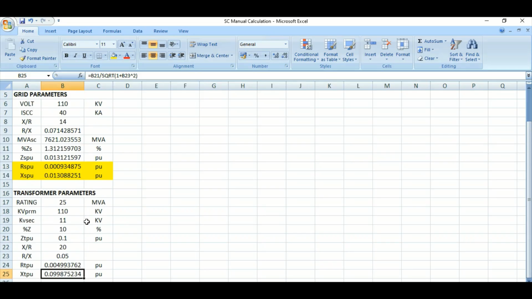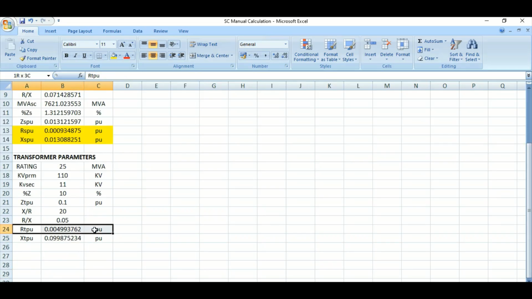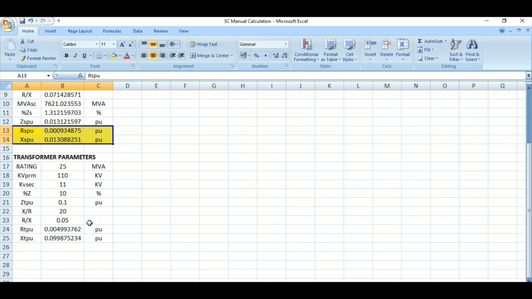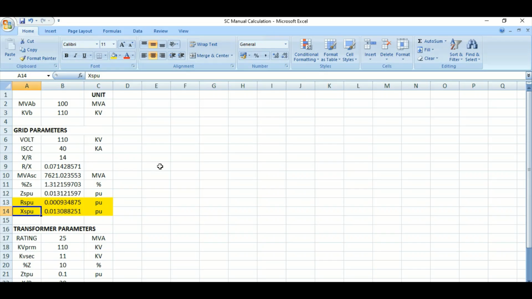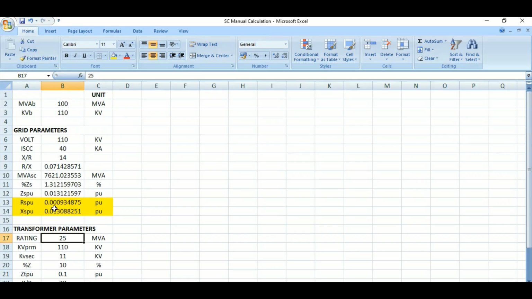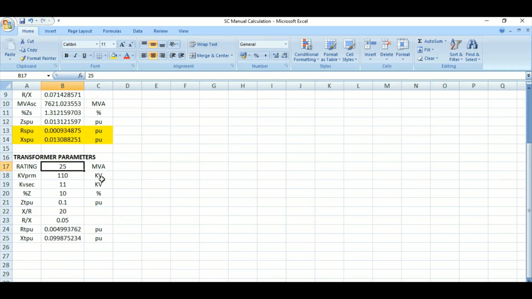But we cannot use this resistance value or this reactance value along with these grid parameters. We cannot directly add this R value to the grid R value, and the X value of this transformer to the grid X value. Why? Because the base MVA is different. For this grid, the base MVA is 100 MVA. For this transformer, the base MVA is 25 MVA. So we need to convert this transformer 25 MVA base into 100 MVA base, right?